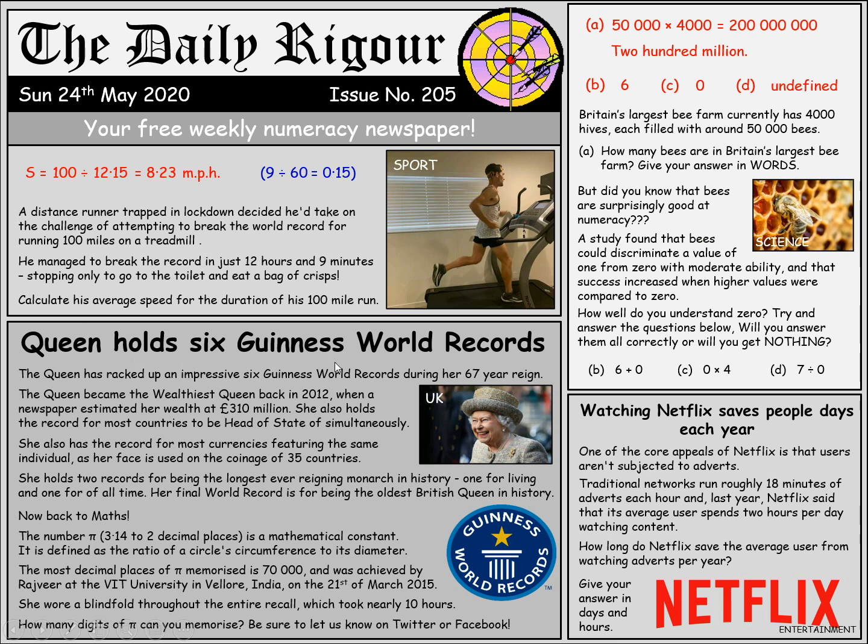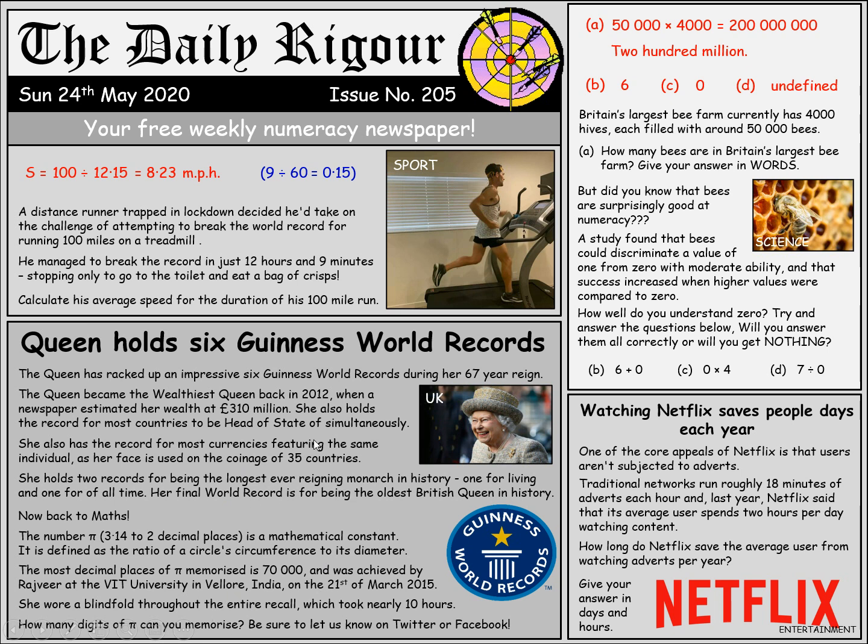Okay, so on to our next story from the UK. So the Queen holds 6 Guinness World Records, quite impressive for just one person. But now back to the maths. So the world record for memorising the decimal places of pi is actually 70,000 decimal places, achieved by a lady in India, where she would have blindfold throughout the entire recall, which took nearly 10 hours.